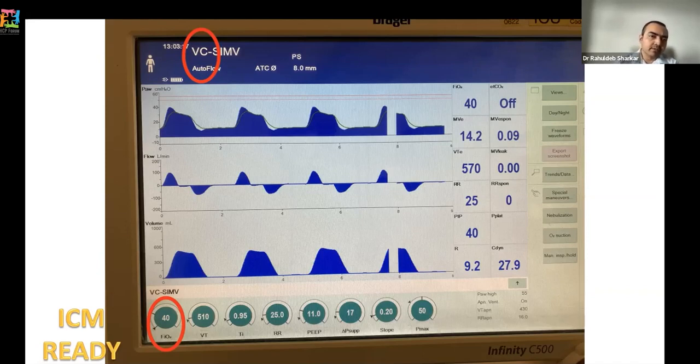So when we are creating a volume controlled setting, the things that we will need to have are FiO2, obviously, and then we need to set a tidal volume, and then we need to set a respiratory rate. We all know that. And then eventually we'll also need an inspiratory time within that respiratory rate, and how much this inspiratory time is going to be depends on what sort of lung we are dealing with. Is it a stiff lung or an obstructed lung? I'll give an example later on.